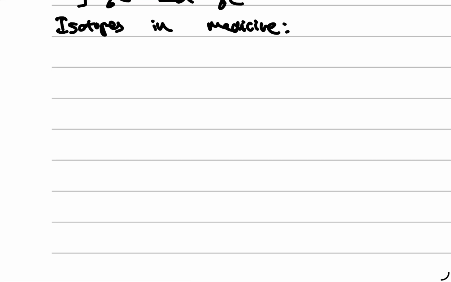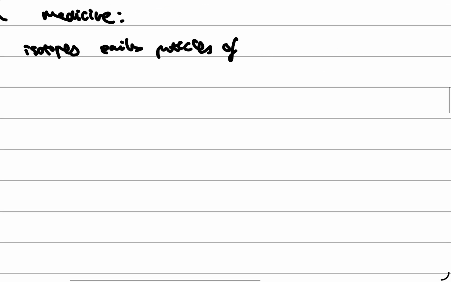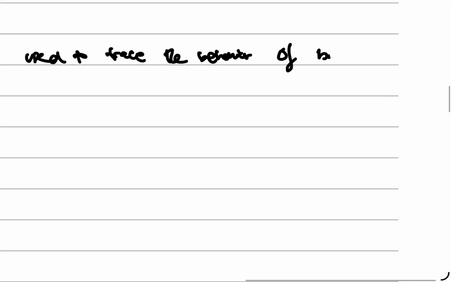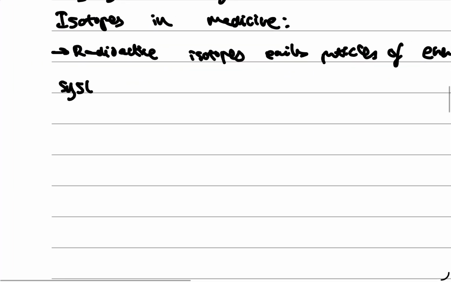All right, so for this, usually what we use are what we call radioactive isotopes. And we use this because it emits particles of energy that can be used to trace the behavior of biochemical systems.